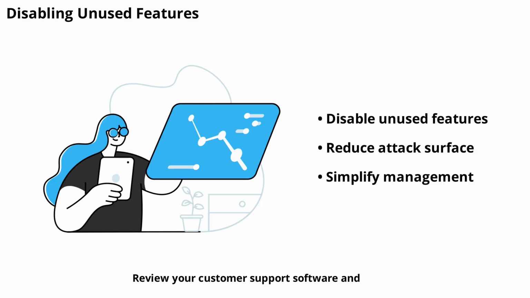Unused features or modules can introduce security vulnerabilities. Review your customer support software and disable any functions you don't need. This reduces your attack surface and makes it easier to manage security settings. Less complexity means fewer opportunities for attackers to exploit.